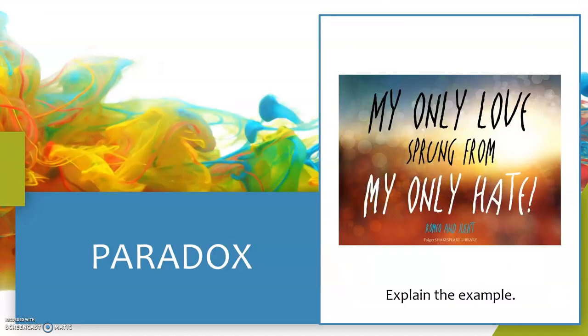Right, so here is your example of paradox. Feel free to pause the video, spend a few moments thinking about how you would explain the example before unpausing and clicking through to the answer. So the example here is, My only love sprung from my only hate. That is uttered by Juliet in Romeo and Juliet.